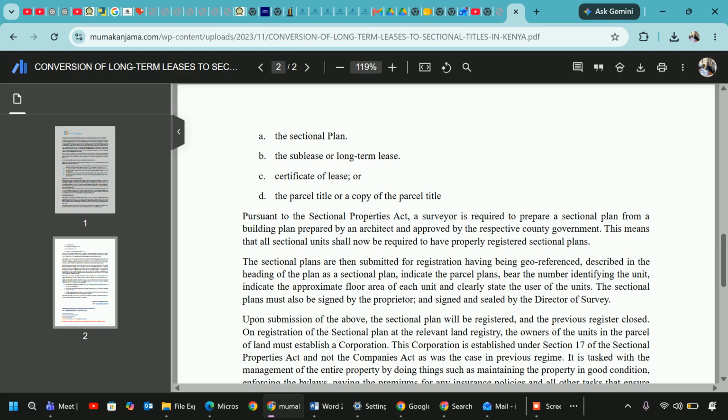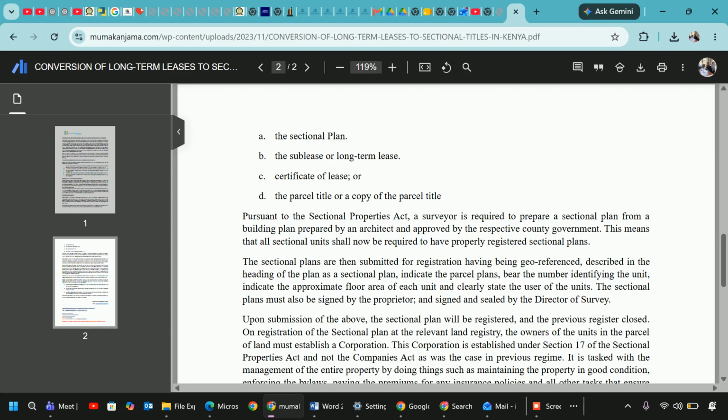Those are the marking points. You start with an architect. An architect prepares a building plan, and the building plan is approved by the respective county government. Then you bring on board a surveyor. A surveyor prepares a sectional plan from the building plans, and this sectional plan is submitted for registration having been geo-referenced. So geo-referencing is another mark.